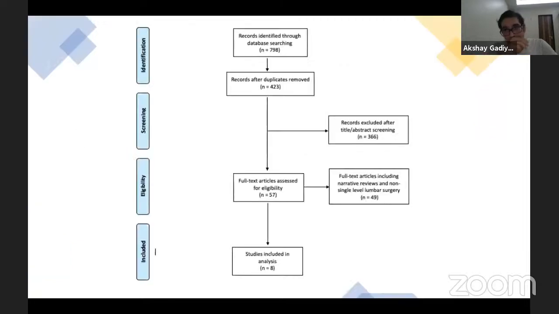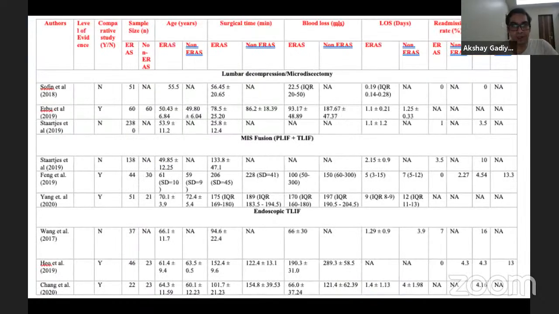So after following PRISMA guidelines, we found 798 papers, which were further screened and duplicates were removed. And after applying inclusion and exclusion criteria, we found 8 papers which were included in analysis for both qualitative as well as quantitative purposes. Now, this is a chart which summarizes the outcome measures from all the studies.